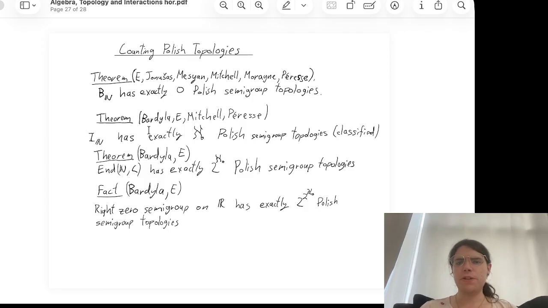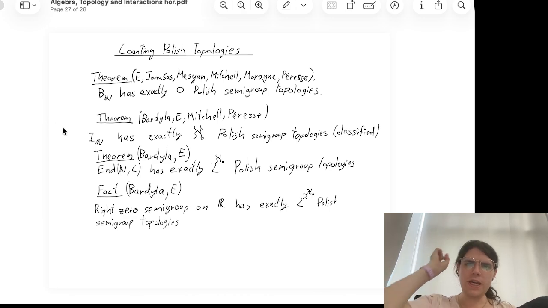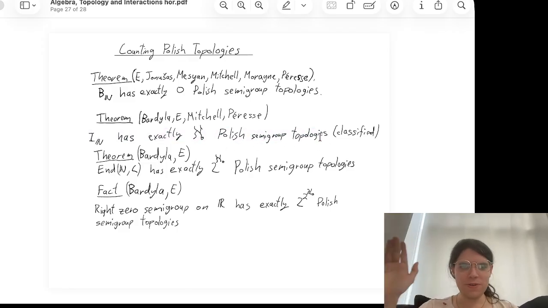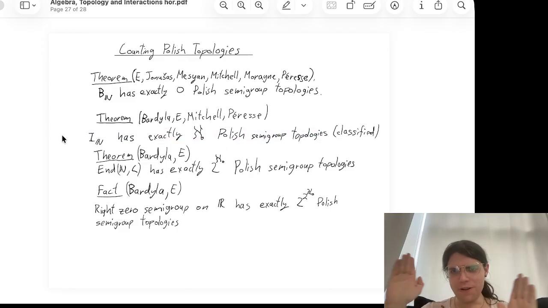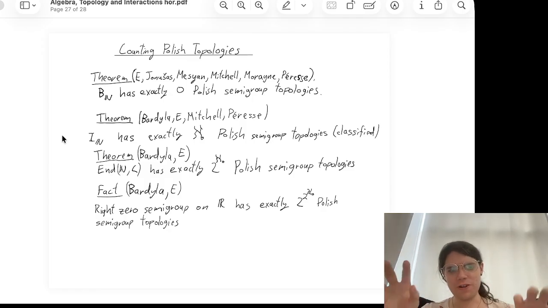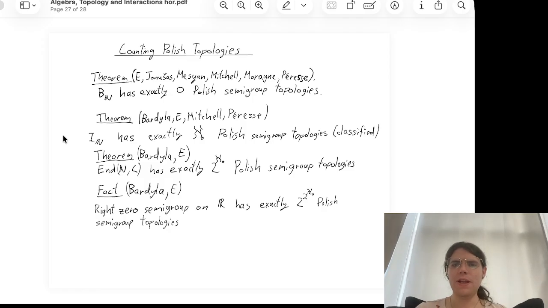The symmetric inverse moid, and this is a paper with me, Serhi, James, and Yan. This is a very hard theorem, if I don't say so myself. We classify all the Polish semigroup topologies on the symmetric inverse moid, and there's countably infinitely many of them. They correspond to these things called waning functions, which I think are very interesting.